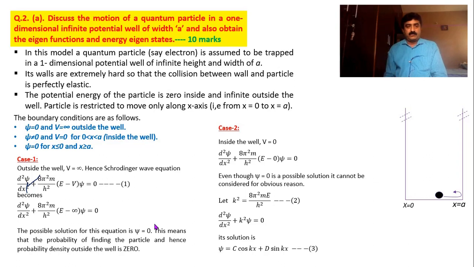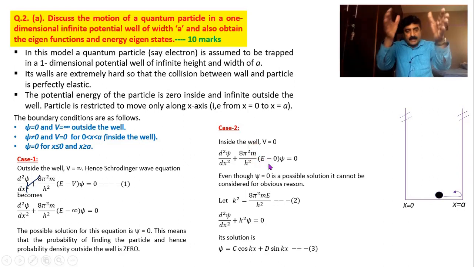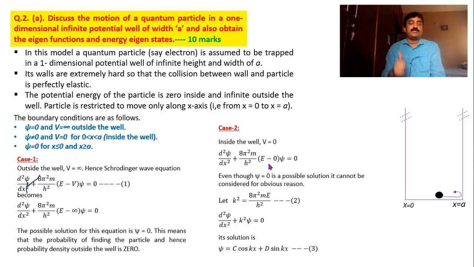Anyway, look at the calculation now. Inside the well V equal to 0. So therefore your Schrodinger wave equation will take this form. Dear students, please practice this derivation. This is a most expected question. There is a chance of it coming for 10 marks. If it doesn't come, don't blame me, but in my observation it has repeated quite a few times in the previous question papers also. Okay, now this equation becomes 8 pi square m by h square E into psi.